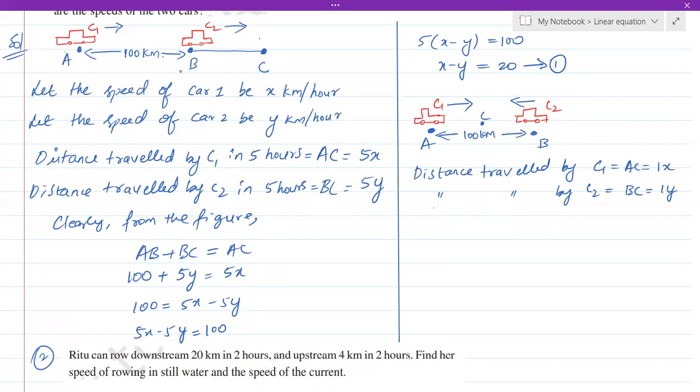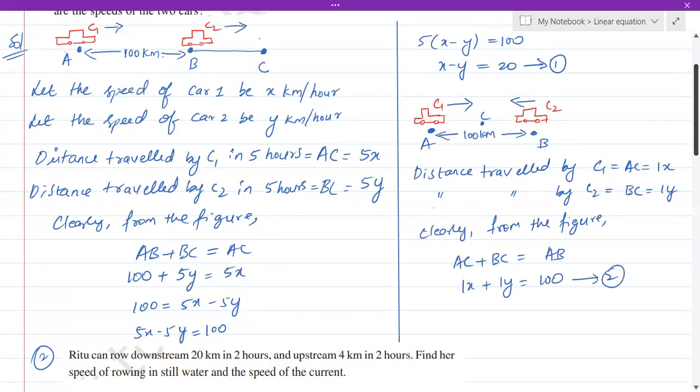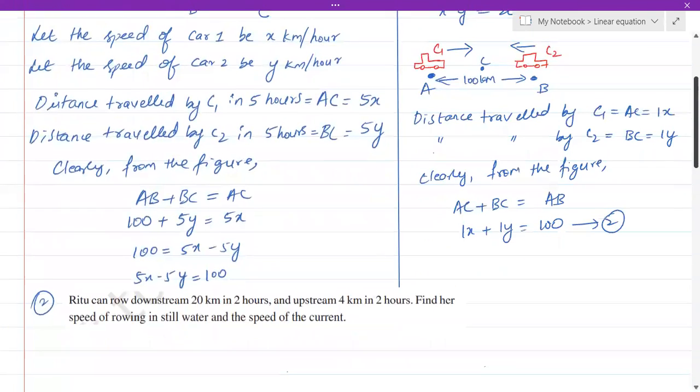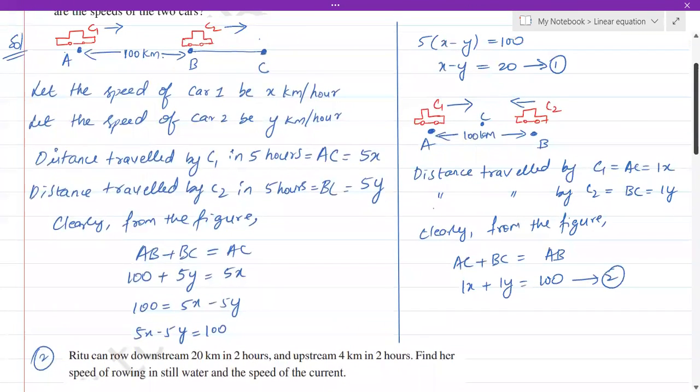Okay. And clearly from the figure, we can see that AC plus BC is equal to AB. What is AC? 1x. What is BC? 1y. AB is equal to 100. Therefore, this will be our equation 2. So if we solve our equation 1 and 2, we'll get the answers of x and y. That is the speed of car 1 and car 2, which I'll leave as a task.